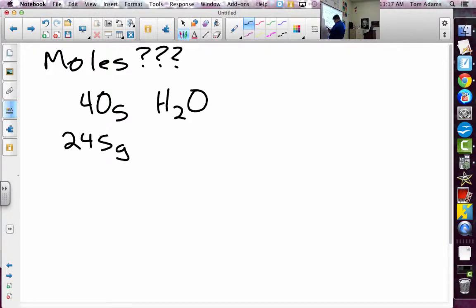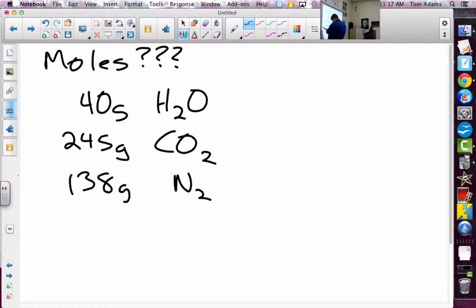245 grams of carbon dioxide. 138 grams of nitrogen. And 56 grams of O2 or oxygen. Okay, remember that the nitrogen and oxygen are diatomic gases. It means they like to travel in pairs. That's why we have O2 and N2, right?